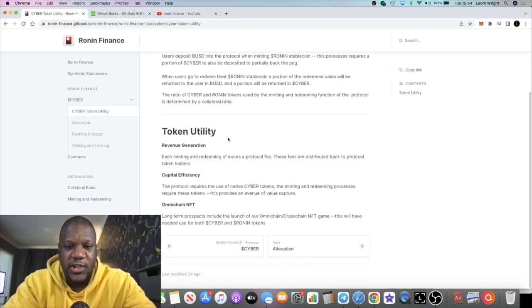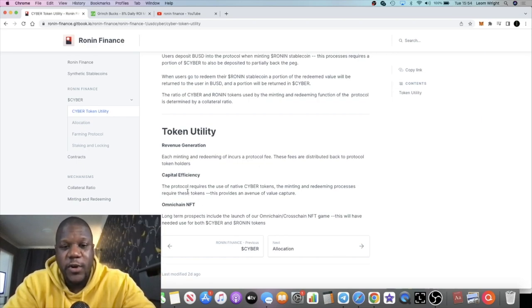Okay, guys. So token utility, we've got revenue generation. Each minting and redeeming incurs a protocol fee, so obviously that's going to feed the system. Capital efficiency: it requires the use of the native Cyber tokens. The minting and redeeming process require these tokens. This provides an avenue of value capture.